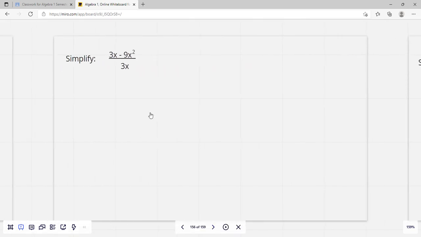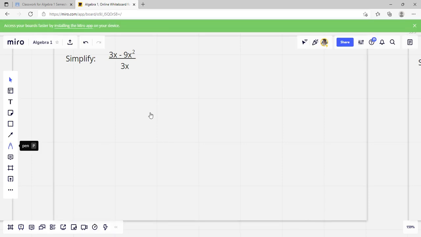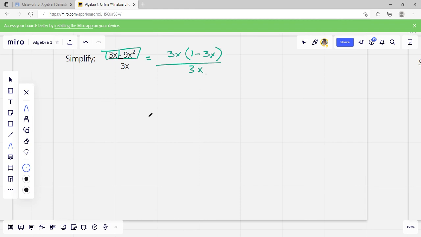Alright, on this one, we're going to factor that top. So we look at the numbers first, 3 and 9. 3 will go into both 3 and 9, and they both have at least one x. Then that would be 1 right there for this first one, right? Because we pulled out the 3 and the x. And then 3 goes into 3, 3 goes into 9 3 times. And then we use 1x, we have another x left. Now we can cancel there, and our answer is 1 minus 3x.